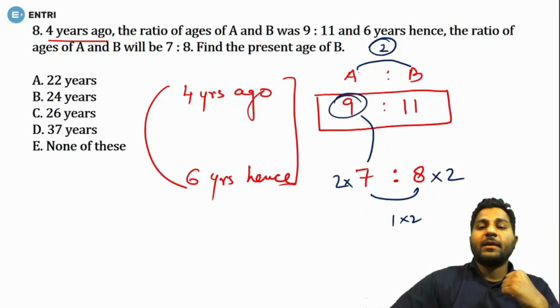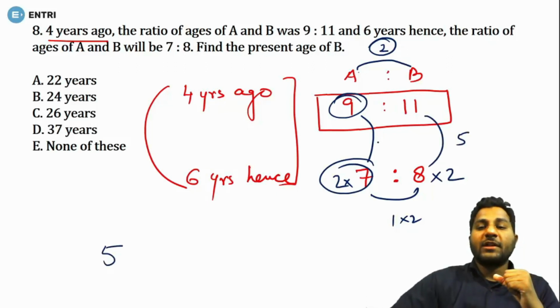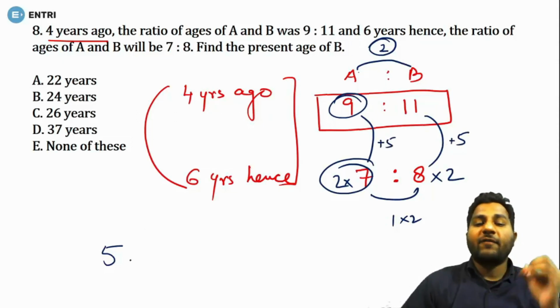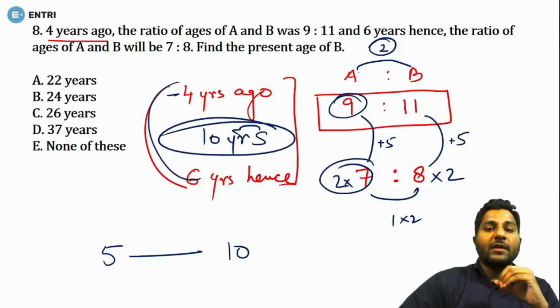So from 9 it has become 14. That means the ratio has risen by 5. Similarly, it has risen by 5 here as well. So the difference between these two ratios has arrived at 5 ratio. So this 5 ratio has to be equal to the whole duration, that means 10 years. Okay, because it was 4 years ago and it is 6 years hence. So 1 ratio equals 2.